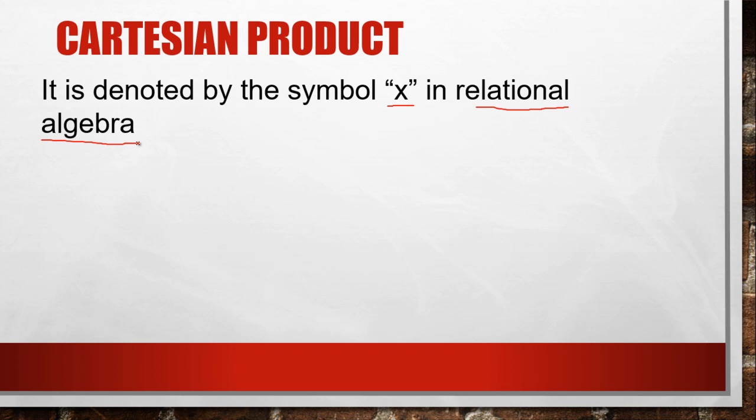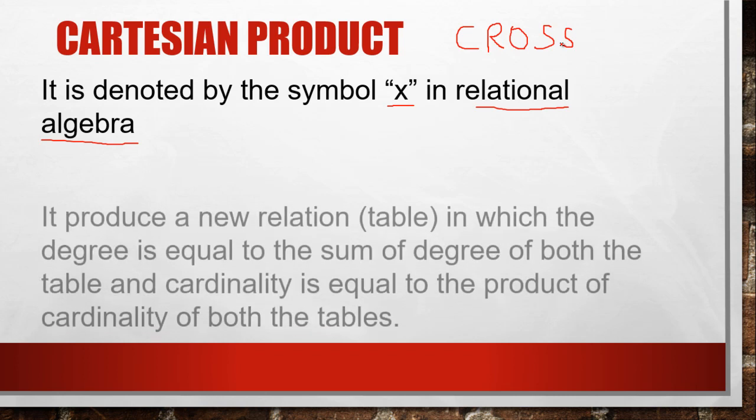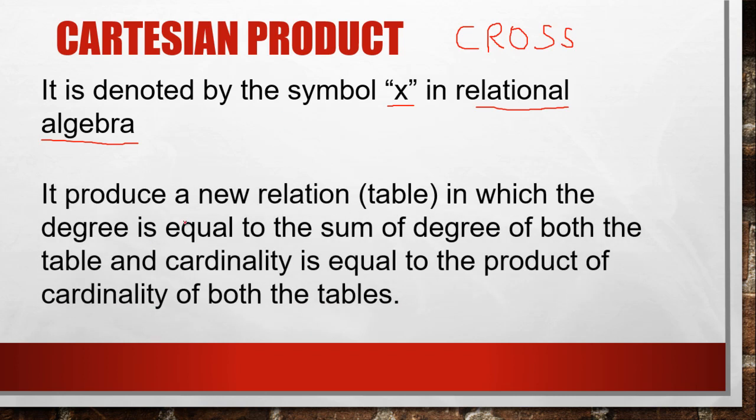Okay, so remember one thing while noting it down, write down another name of it, that is, Cartesian product is also known as the cross product, right? So the first thing is that in relational algebra, Cartesian product or cross product is represented by the cross symbol. And the second important point is that it produces a new relation. Relation basically refers to the table. Okay, as we have discussed in the database terminology, the word relation is basically used for the table.